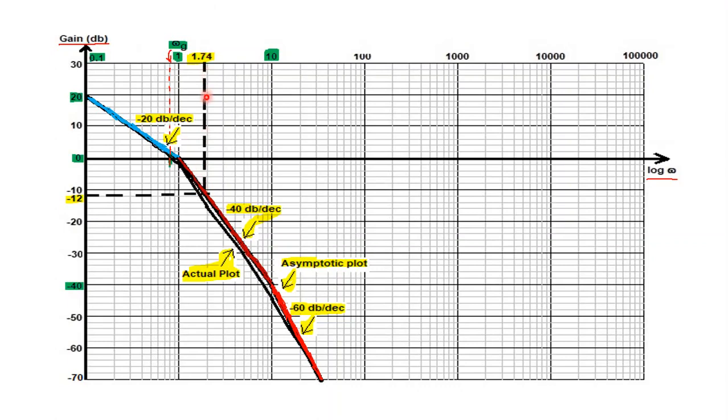Therefore, if this 1.74 should be the gain crossover frequency, this entire Bode plot should have been shifted by 12 dB upwards. Therefore, this starts from 20, which means it should have started from 32. In that case, at 1.74 it will cross. Am I right? So the entire log magnitude plot should have been shifted by 12 dB.